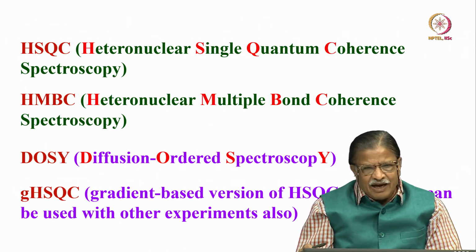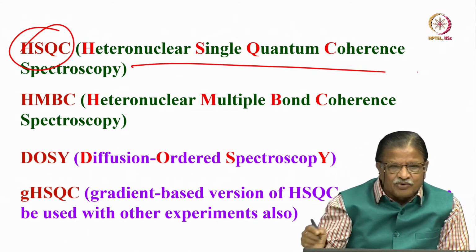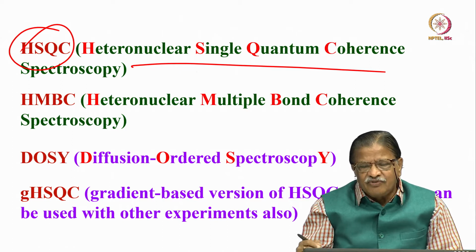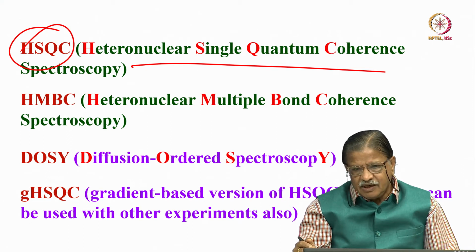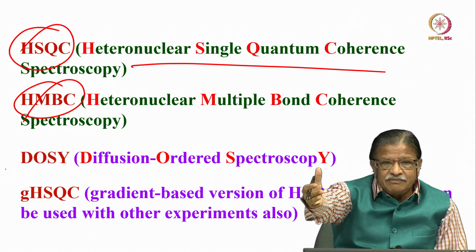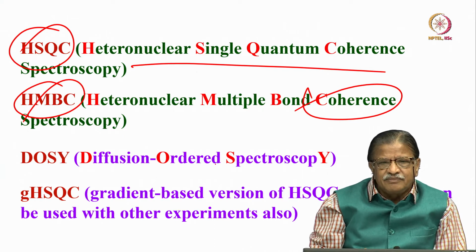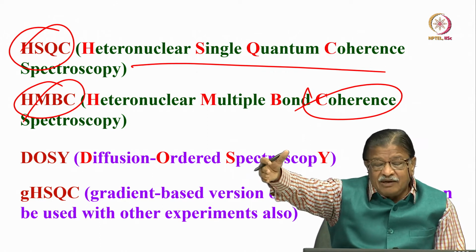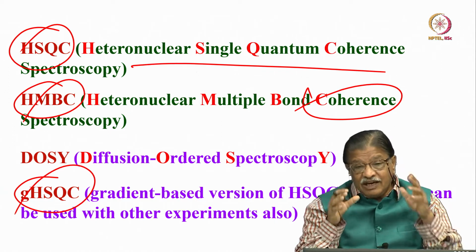Further going ahead, we can have the HSQC experiment, heteronuclear single quantum coherence spectroscopy, HSQC. Here you are going to correlate two different heteronuclei based on the one bond coupling between them. And also you can have HMBC, heteronuclear multiple bond correlation, multiple bond coherence. That is, you are correlating proton or carbon which are separated by not one, 2 or 3 bonds away. Similarly, all these experiments can have gradient versions.